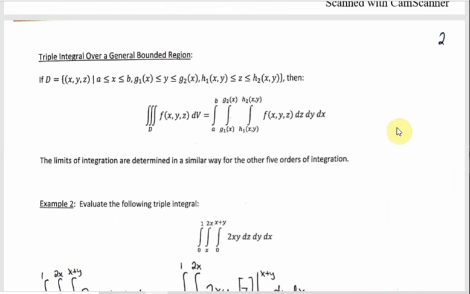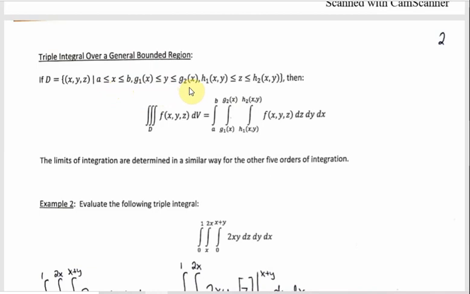So with a general bounded region, I guess I had to pick one of the six possible orders of integration. So I just stuck with the usual dz, dy, dx, which I think would be the thing that most people would pick left to their own devices. So if x is between two numbers, right? So a and b are just two numbers. But then y is bounded by two functions of x.